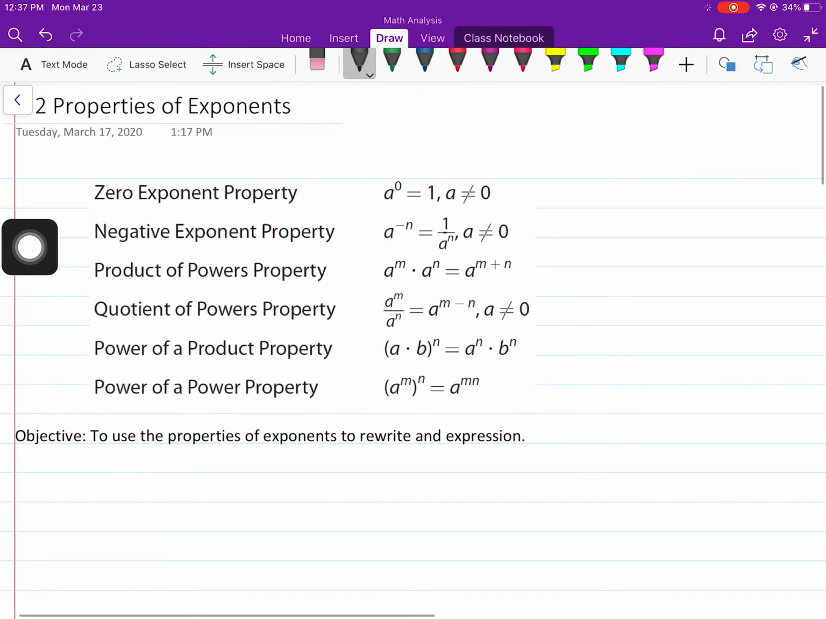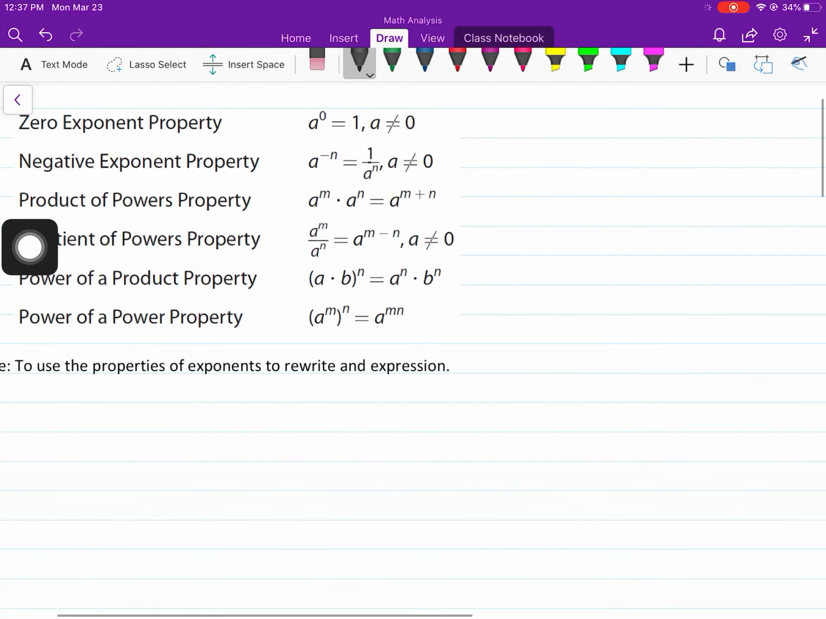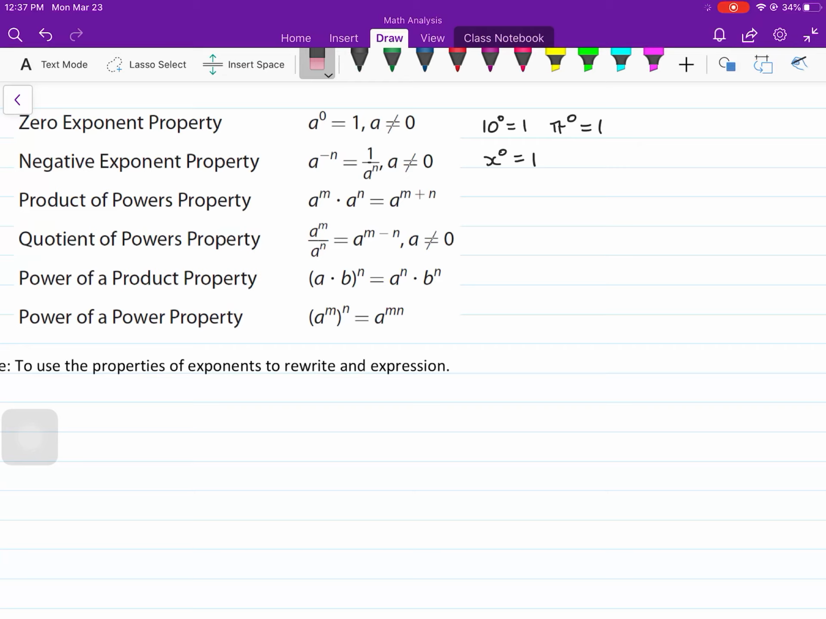So let's go with this first property, zero exponent property. A to the 0 equals 1. Really, that just means anything you have to the 0 could be 10 to the 0. That would be 1. Pi to the 0, that would be 1. X to the 0 would be 1. Anything you can think of to the 0 power is 1. So that's a really simple thing.